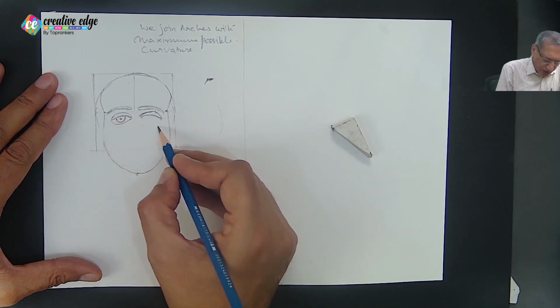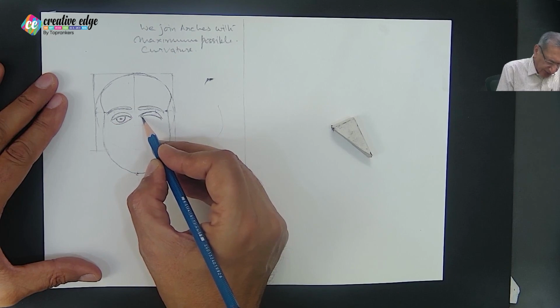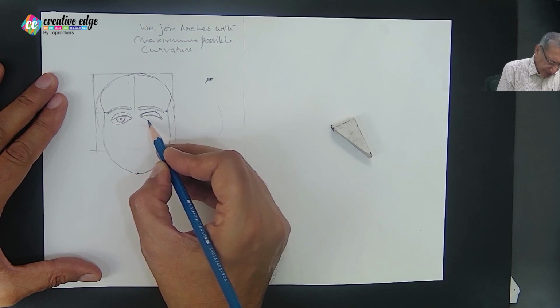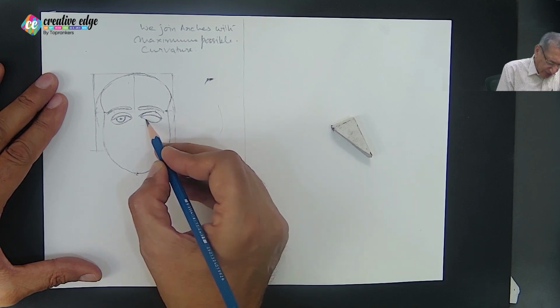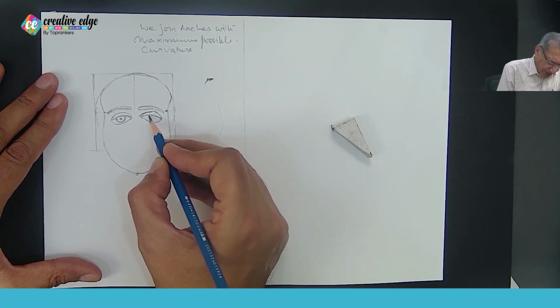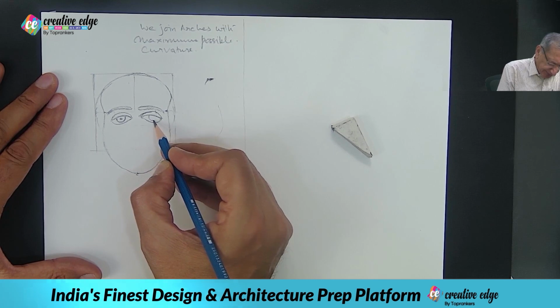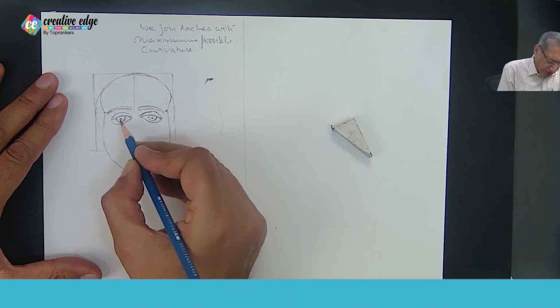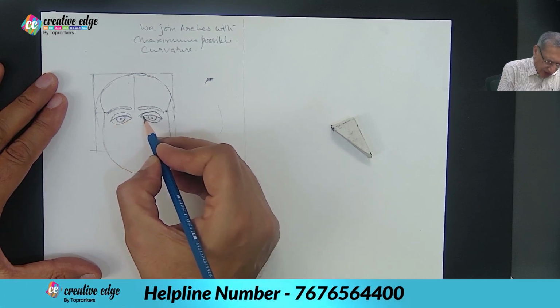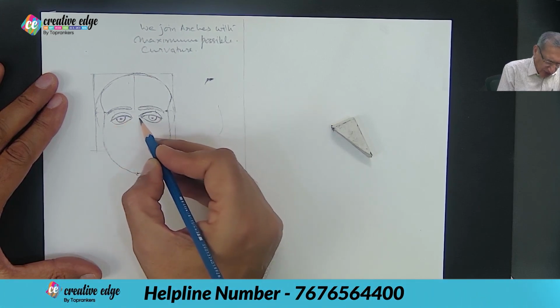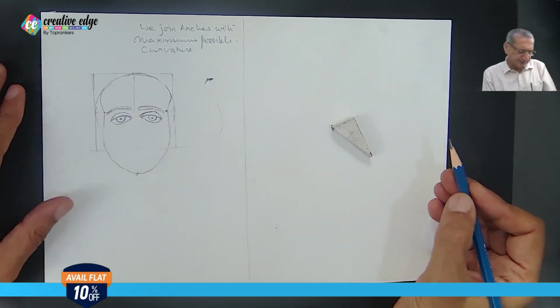After these two arches, that is the upper eyelid, we draw an almond on each side and take the cornea, which is seen half. Cornea is this black portion of the eye.